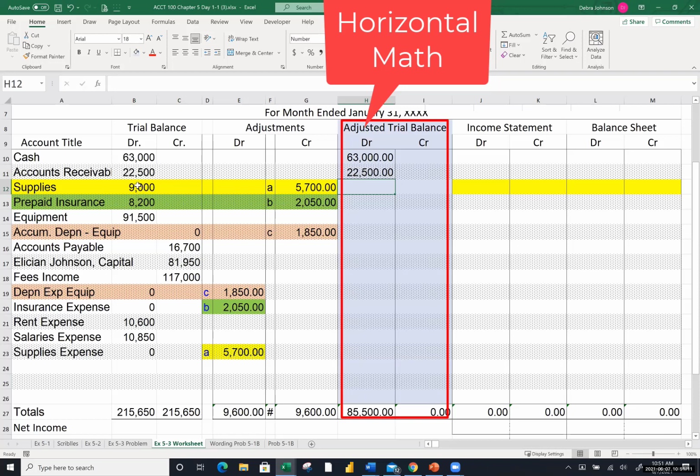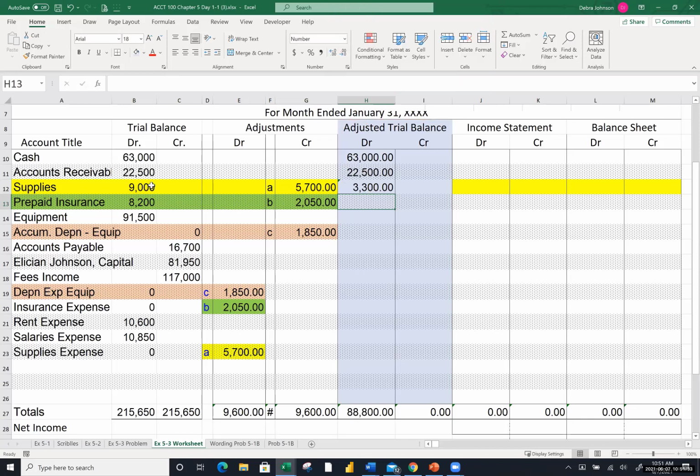These are assets, and these assets were credited, which means they were brought down. So on this one, we're going to take 9,000 minus 5,700, either on your calculator or Excel. And that means we're left with supplies of 3,300. How did I get that? 9,000 minus 5,700. And for prepaid insurance, we started off with 8,200 and we used up 2,050. So now we have 6,150.